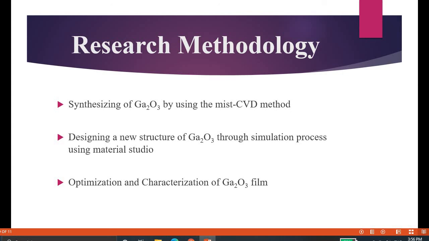Lastly, the PL measurement will be carried out in order to compare the emission of the gallium oxide thin film with the UV-Vis result. This is to confirm that the result does not have any mistakes, by comparing the result from the PL measurement and the UV-Vis. So these are all three stages of my research methodology.